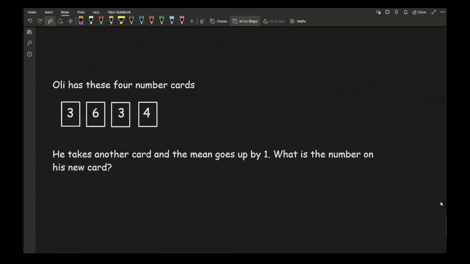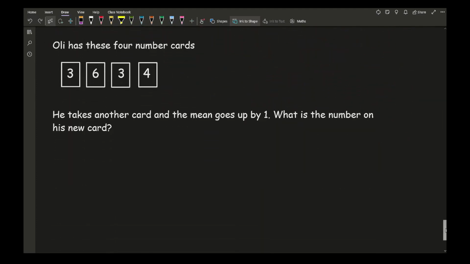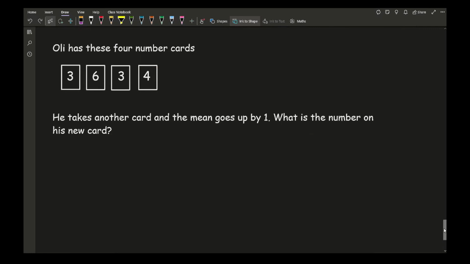So then let's look at our next extension question. Here it says that Ollie has these 4 number cards, so 3, 6, 3, and 4. He takes another card and the mean goes up by 1. What is the number on this new card? For this particular question, what we need to do is work out the mean of these 4 cards, definitely not the average.